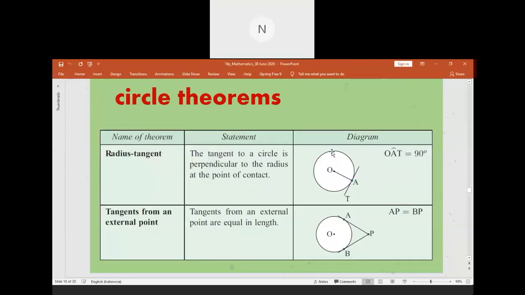Okay, we already learned this last time. When there is a radius and also a tangent line, it will make how many degrees? 90 degrees, right? The radius and tangent line will always make 90 degrees. And this is when we have two tangent lines and they meet at one point. So it means length AP and length BP will be equal, and the angles will make an isosceles triangle.